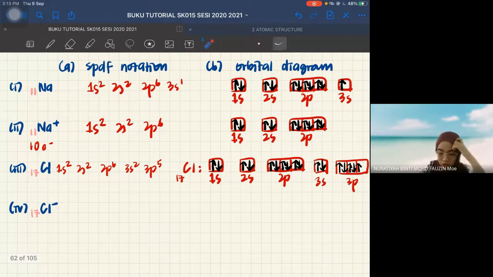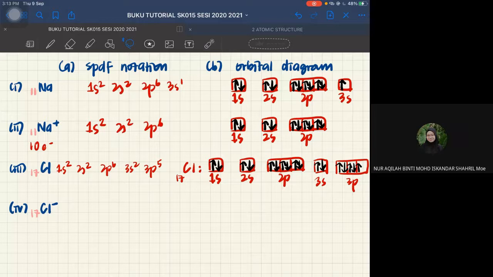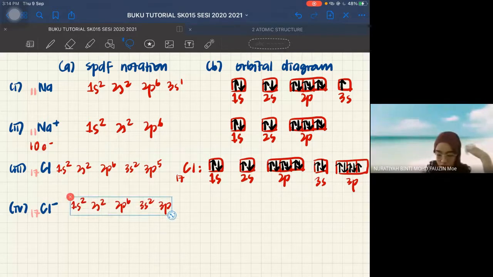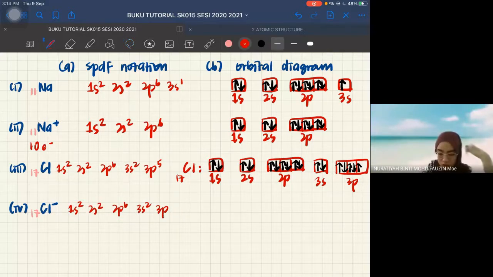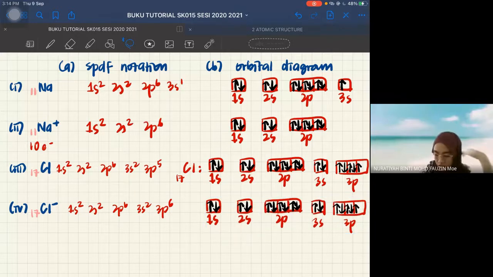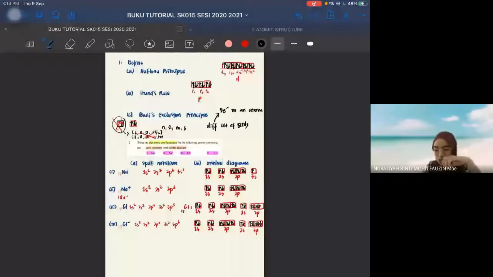If you have a chloride ion, Cl minus, what will we do? Add or remove electrons? Add one electron. Yes, so you will add one to your 3p orbital. So this will be 3p6, and then your orbital diagram. Okay, and then copy over. You add one more electron in the 3p orbital.